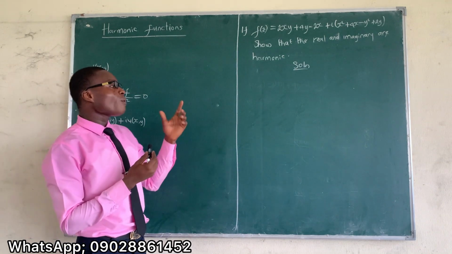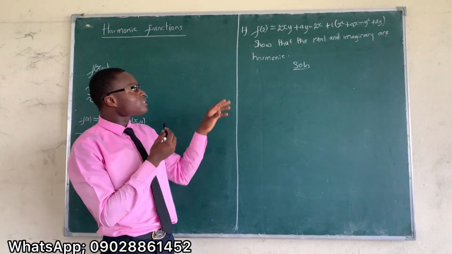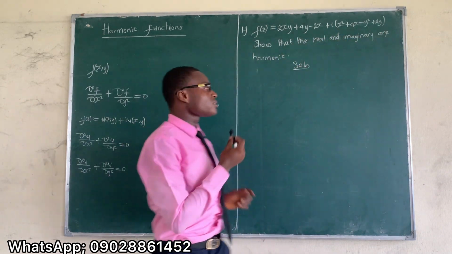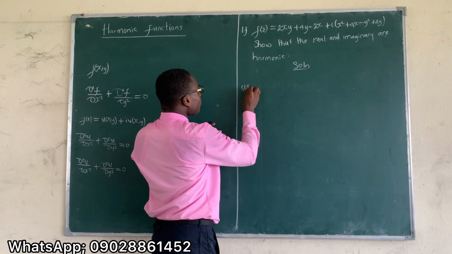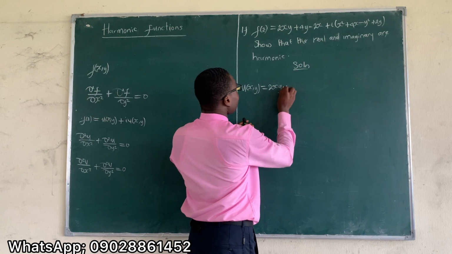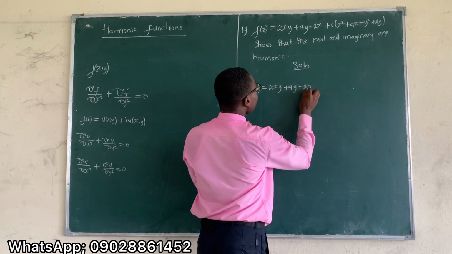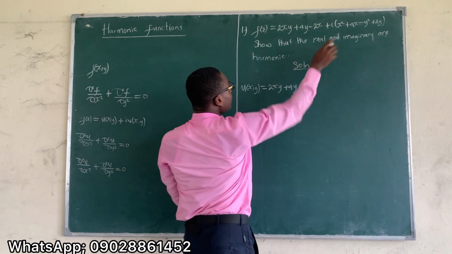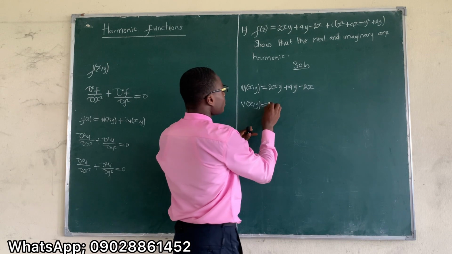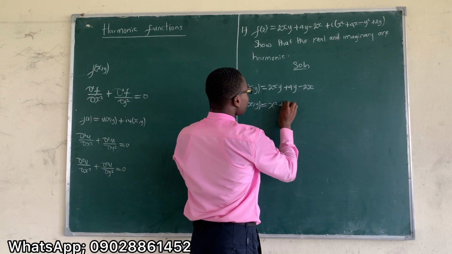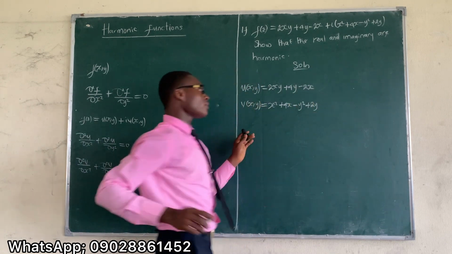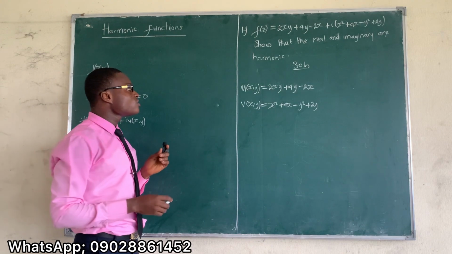First of all, let's write down our u and v. But don't forget that u is the real part, while v is the imaginary part. So it means that u of x and y is equal to 2xy plus 4y minus 2x. And also the imaginary part is v of x and y equal to x squared plus 4x minus y squared plus 2y. So let's start our differentiation.